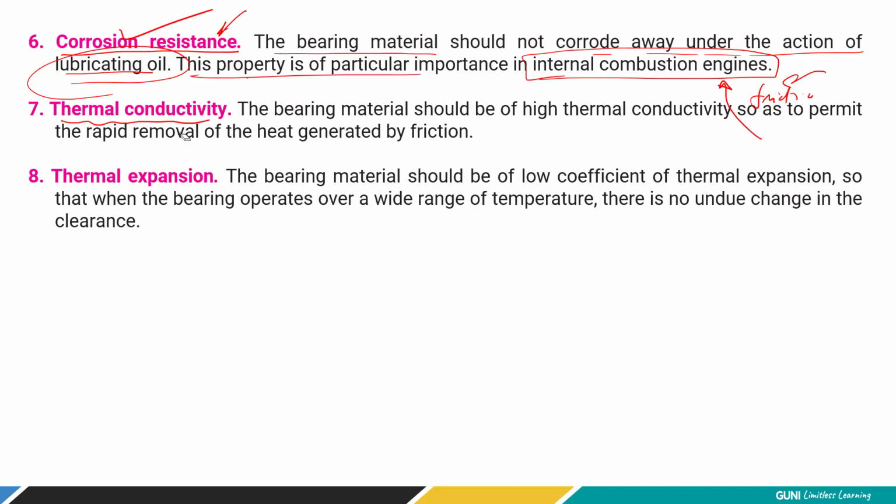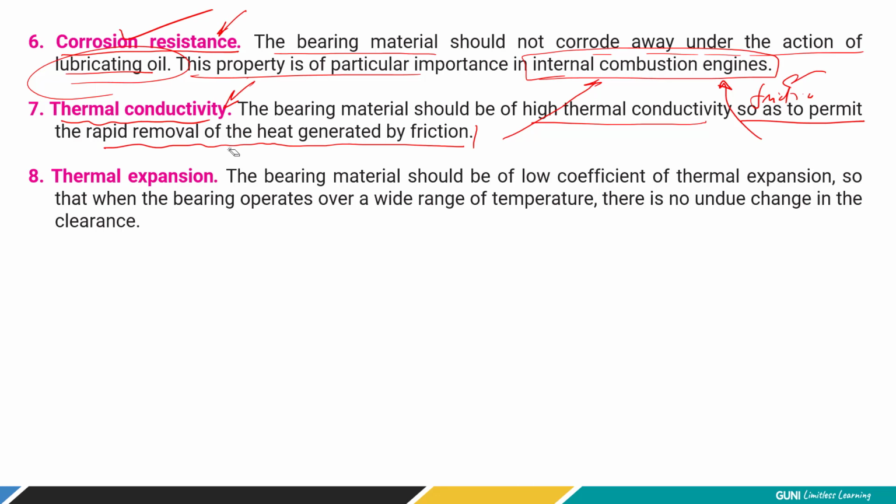So the seventh property is thermal conductivity. The bearing material should be of high thermal conductivity so as to permit the rapid removal of the heat generated in friction. Also take the case of the internal combustion engine, where there is frequent burning of fuel going on. So heat is transferred from the cylinder, piston, and connected to the bearing as well, right? So material should have a thermal conductivity.